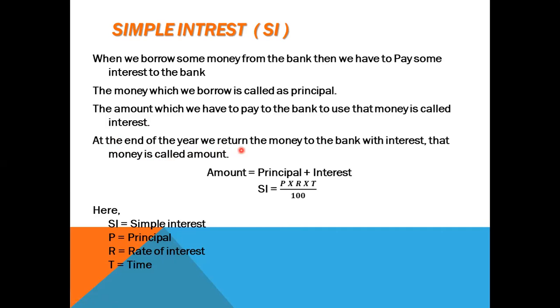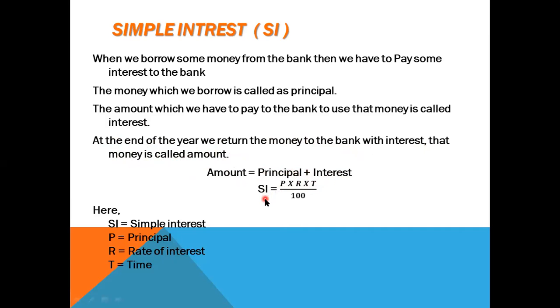At the end of the year, we return the money to the bank with interest. That money is called amount. By adding the interest and giving it to the bank, that is called amount. So amount equals principal plus interest. Suppose they have given 50,000 rupees, for that we will also pay interest. That is the total amount: the principal amount they have given, plus interest.